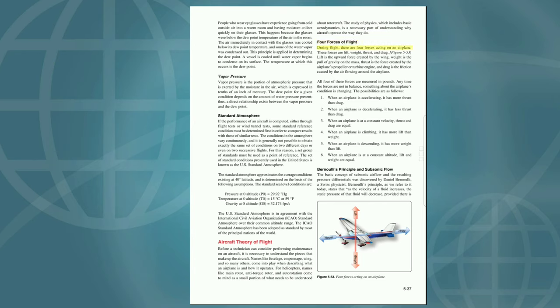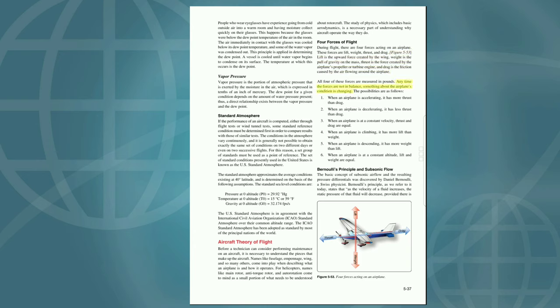Four forces of flight. During flight, there are four forces acting on an airplane. These forces are lift, weight, thrust, and drag. Figure 5-53. Lift is the upward force created by the wing. Weight is the pull of gravity on the mass. Thrust is the force created by the airplane's propeller or turbine engine. And drag is the friction caused by the air flowing around the airplane. All four of these forces are measured in pounds.